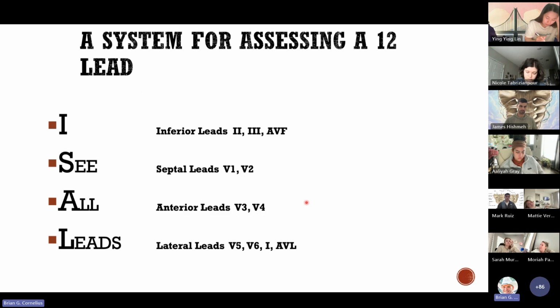So I don't care if you use the boot, I don't care if you use the ICL leads. Whatever system works for you to remember which part of the heart is affected will get you very far in life, because you'll see this on the exam, you'll see this on patients, and you'll definitely see it on boards.